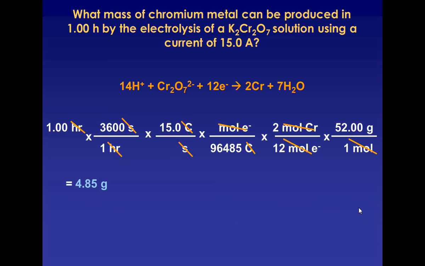In terms of sig figs, I had 3 sig figs in my time, 3 sig figs in my current. Faraday's constant had well more than that. We don't worry about the relationship from hours to seconds. We don't worry about the relationship from our balanced equation with the coefficients. Our molar mass had 4 sig figs, so we want 3 sig figs in our answer, and that would give you a mass of 4.85 grams.